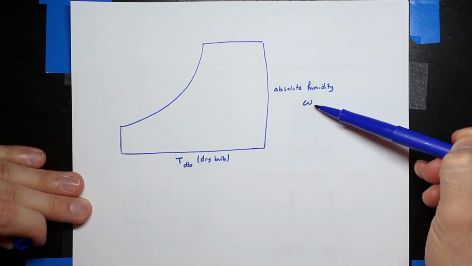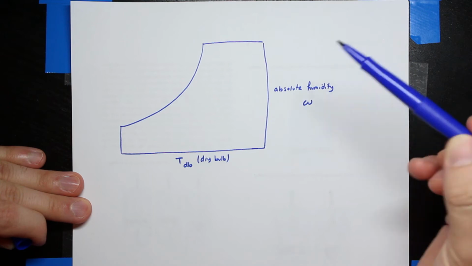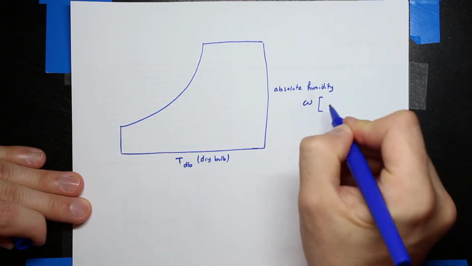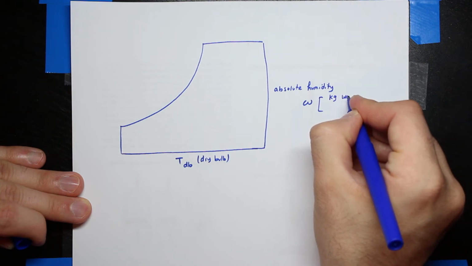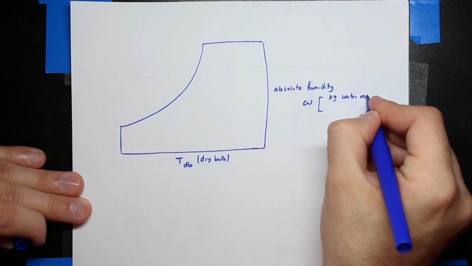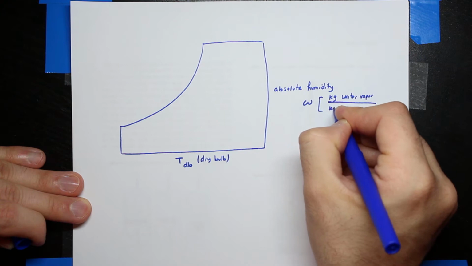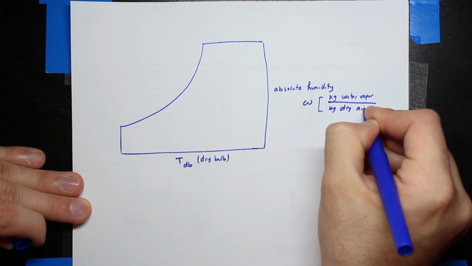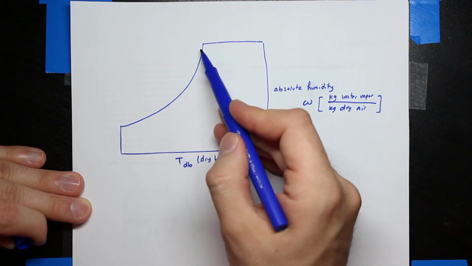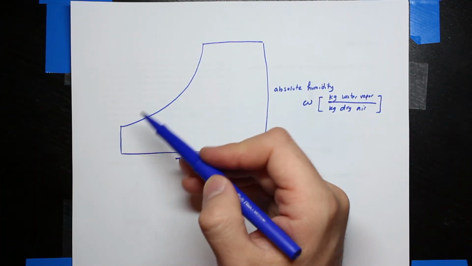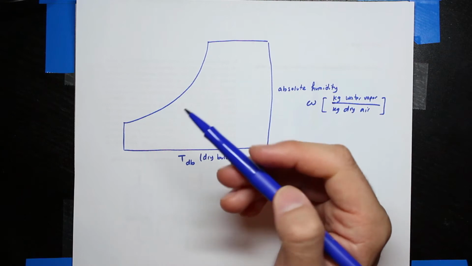The unit of absolute humidity is either gram water vapor per kilogram dry air or kilogram water vapor per kilogram dry air. The unit that we have in our table is based on kilogram. So kilogram water vapor per kilogram dry air.